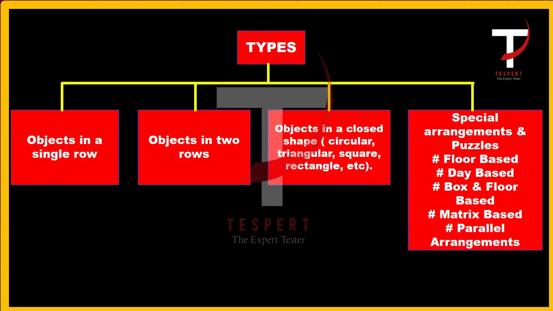So these are the basic types of puzzles and arrangements. First type is objects in a single row; linear arrangements come under this category. Objects in 2 rows is the second type. Objects in closed shape, so circular arrangements come under this category. Besides circular arrangements, we also have triangular, square, rectangular, etc., all types of closed shapes. And we have special arrangements and puzzles: floor based, day based, box and floor based, matrix, parallel arrangements.